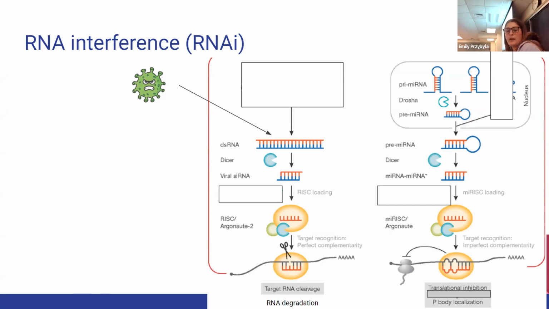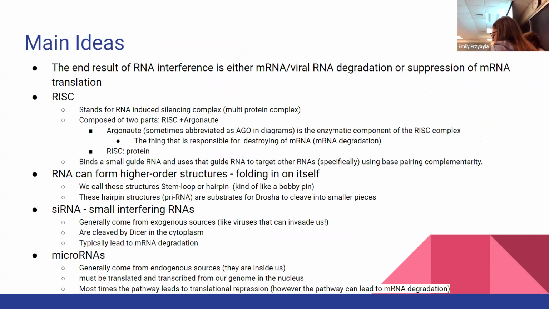Okay, so like I said, the main idea is this is a sequence specific suppression of gene expression by using double-stranded RNA. So RNAi is the process that will either result in complete degradation of the mRNAs, or it will result in the sequestration of the RNAs to stop translation into polypeptide chains. So this relies on the RISC, which is the RNA-induced silencing complex. This is a multi-protein complex that includes a protein called Argonaute, often shortened to AGO. AGO specifically is the enzymatic portion of the RISC complex.